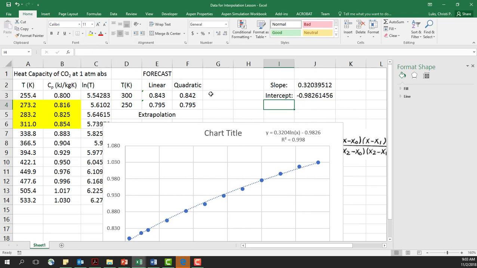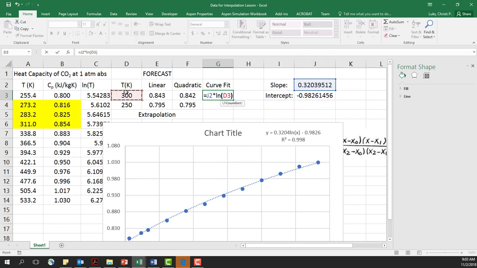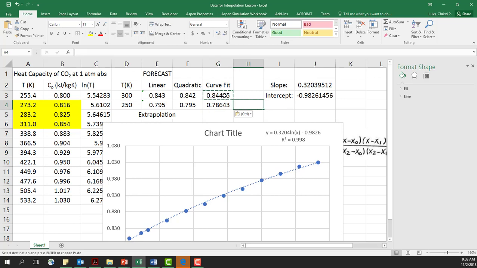Okay, so now if I want to use my curve fit, I'm going to use this model for the equation. So it's equal to this number here times the natural log of my temperature plus my y-intercept. And using the F4 key to add dollar signs on the slope and intercept, I can use this for both of these numbers. Okay, and again, you don't want to give more precision than is in the table.